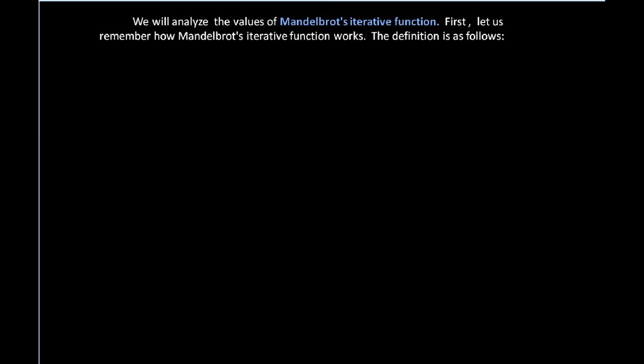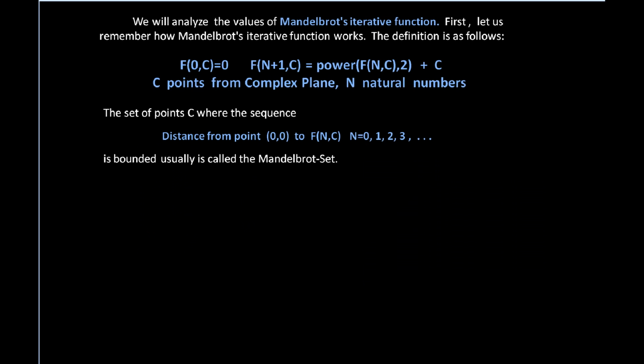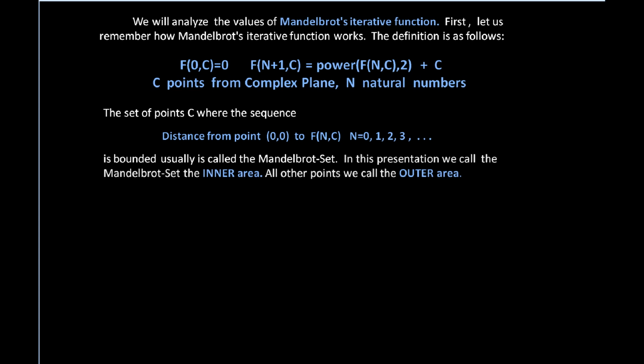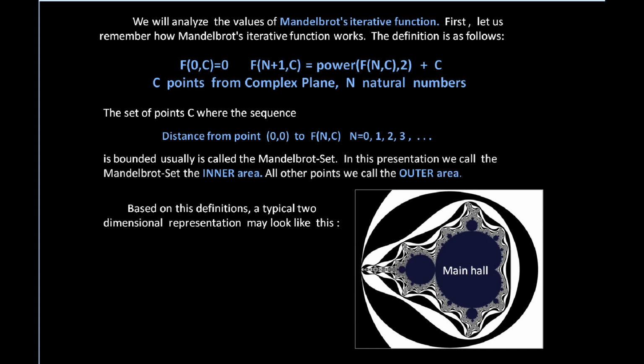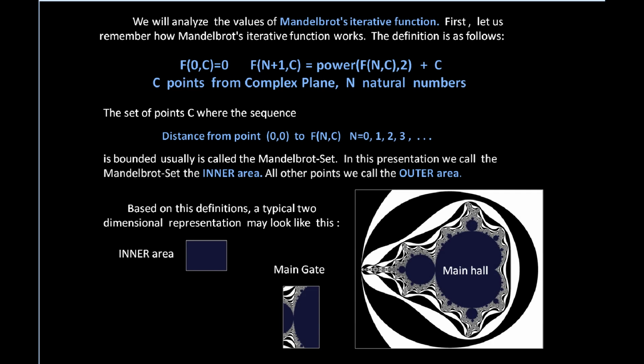First, let us remember how Mandelbrot's iterative function works. The definition is as follows. In this presentation we call the Mandelbrot set the inner area. All other points we call the outer area. Based on these definitions, a typical two-dimensional representation may look like this: the main hall, the main gate, the inner area, the outer area, and the satellites.